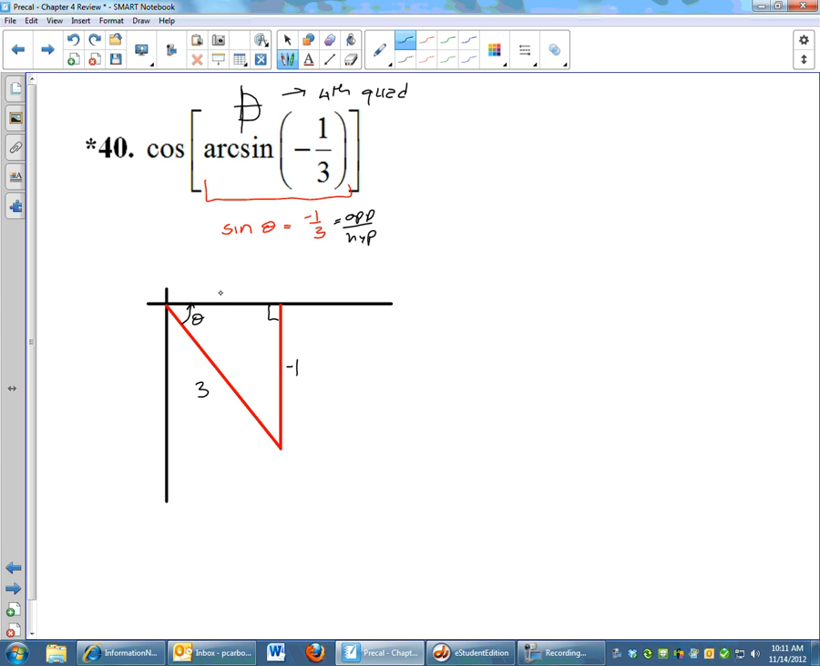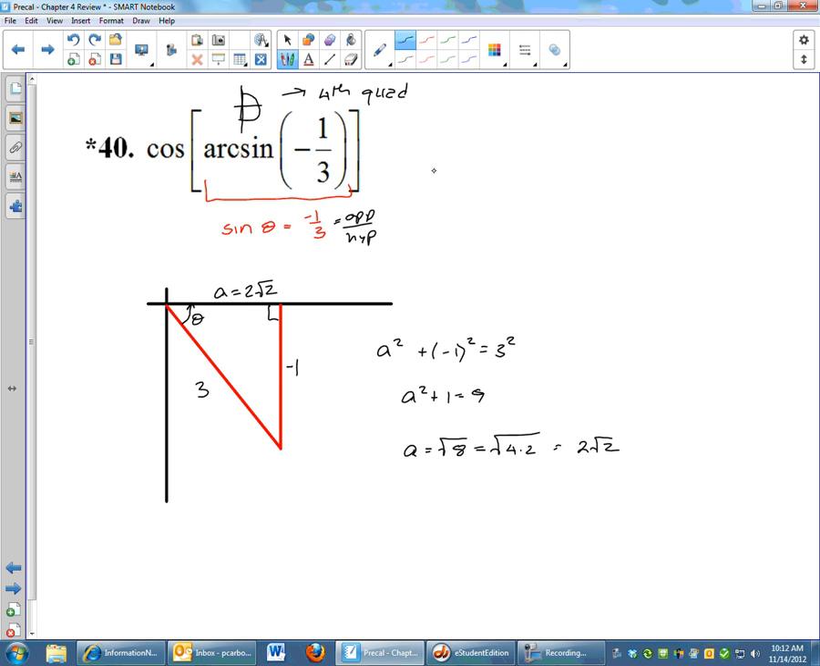And then I need to find the adjacent side, and I'll do that with the Pythagorean theorem. A squared plus negative 1 squared equals 3 squared. A squared plus 1 equals 9. A is going to be the square root of 8. 8 is 4 times 2, and then the square root of 8 cleans up to 2 times the square root of 2. So that is my A. I am moving to the right, so that would be a positive distance, so I'm going to leave it as positive 2 root 2.